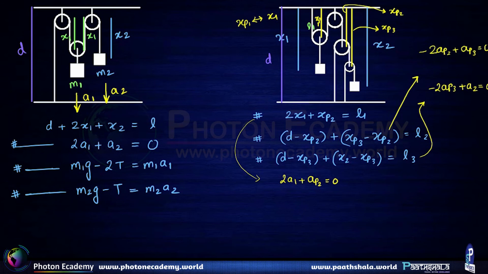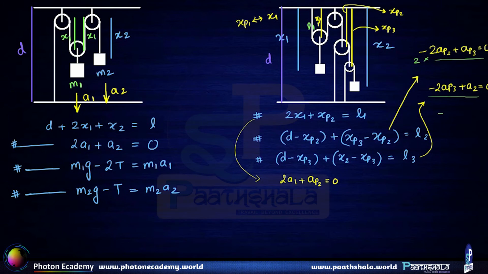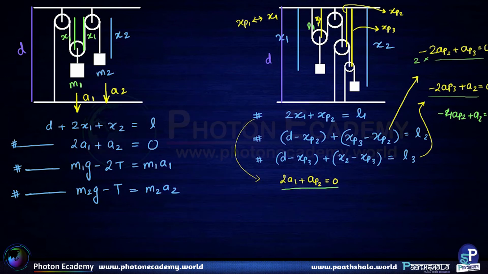Now here we have got one ap3 and here we have got 2 times ap3. So if we multiply this equation with 2 and add the two equations, we can eliminate ap3. So on doing that we get minus 4 times ap2 plus a2 is equal to 0. But from this equation minus ap2 happens to be equal to 2 times a1. So minus 4 times ap2 happens to be equal to 8 times a1 plus a2 equal to 0.